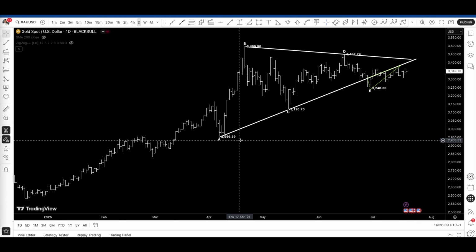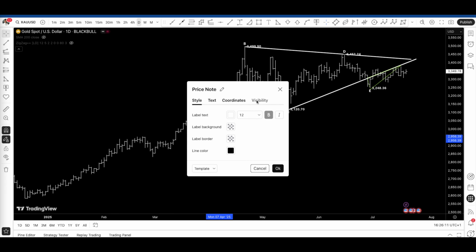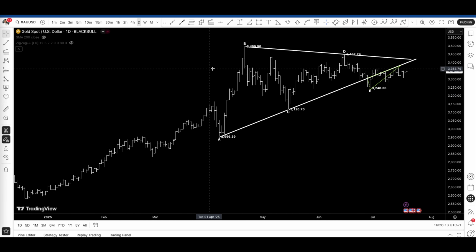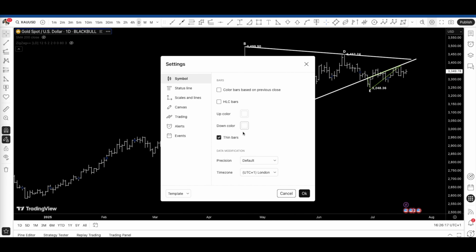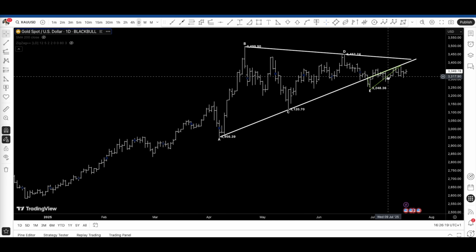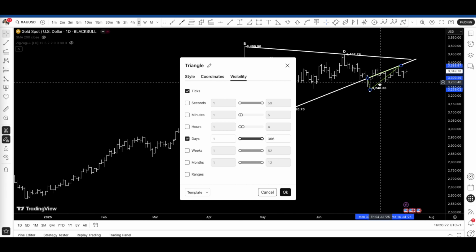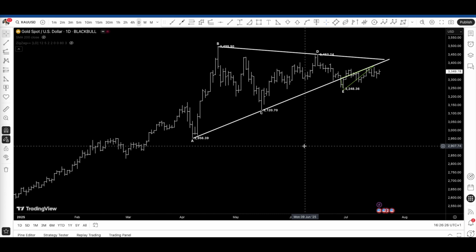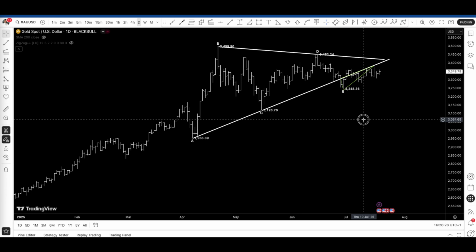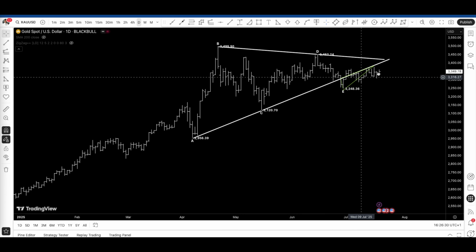Now I should have ensured that this shows on the daily. Okay, so I shouldn't have anything on the 4 hours time frame chart right now. Let's have a look. Okay, so the price is trading inside a symmetrical triangle, with the probability that we have a fake out here.